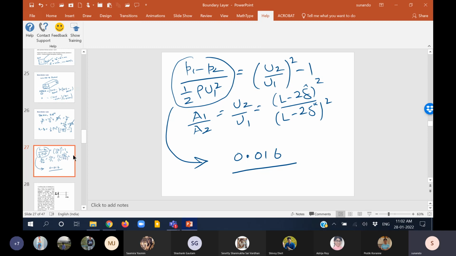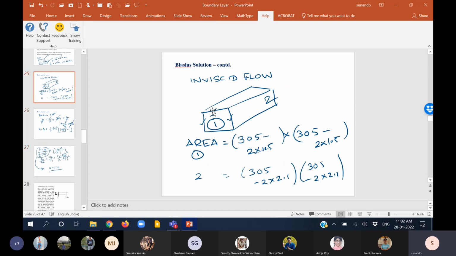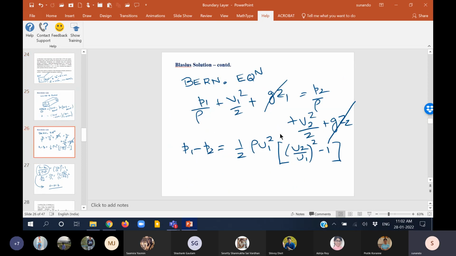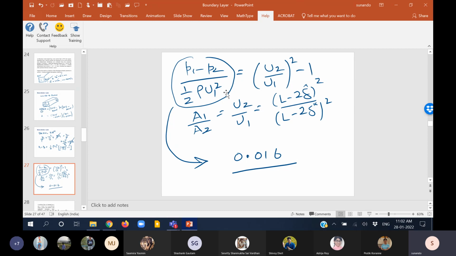The only other factor which you have to keep in mind, just one more minute, is the result as a fraction of free stream dynamic pressure. The free stream dynamic pressure is obviously this, where the kinetic energy has been completely converted to pressure, which is also known as the static pressure that you can measure using a pitot tube. This is also known as the dynamic pressure. Any question on this?